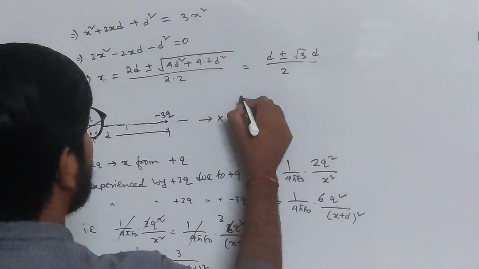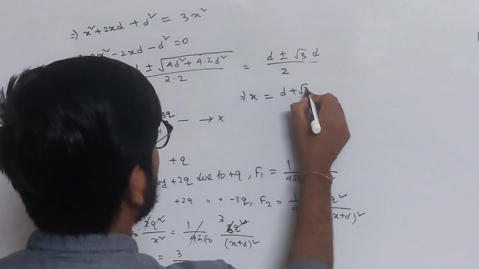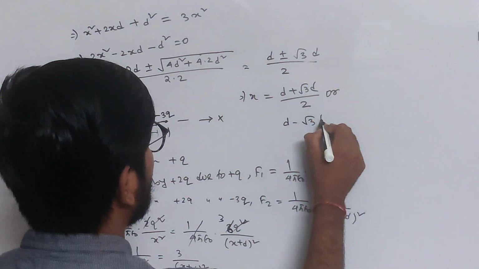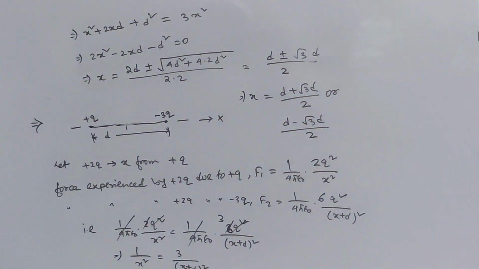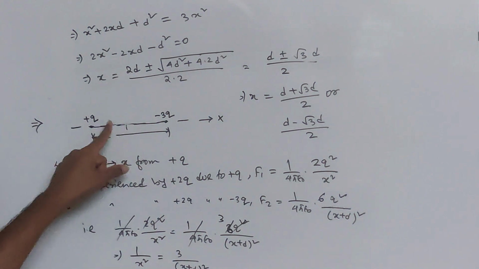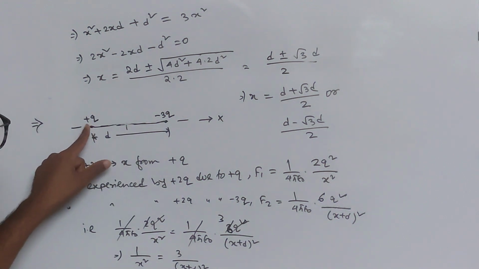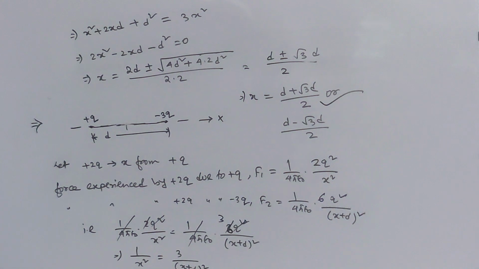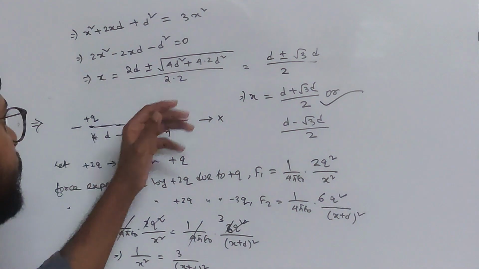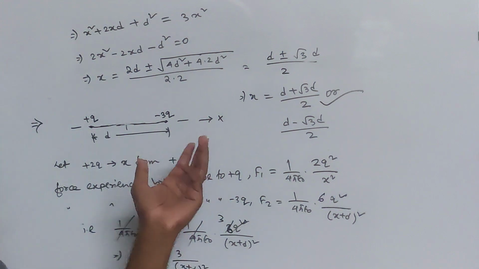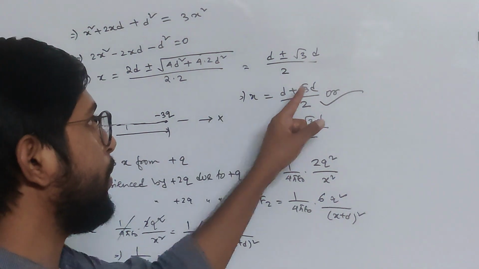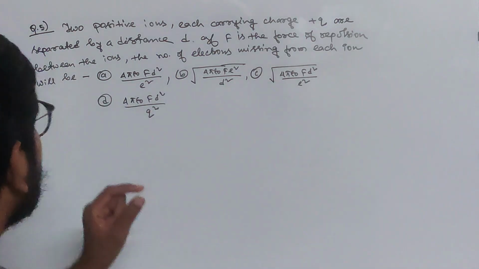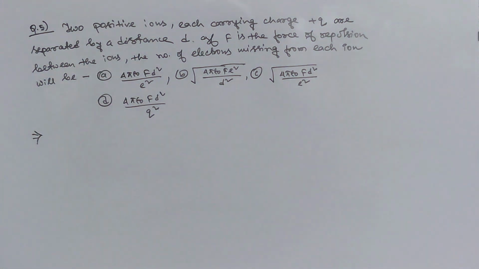So x can be either d plus root 3d by 2, or it has to be d minus root 3d by 2. But see, d minus something is not possible because the charge cannot be in between this plus q and minus 3q. So the correct option is this one, d plus root 3d by 2. I don't know what the option was, but the correct option is d plus root 3d by 2.